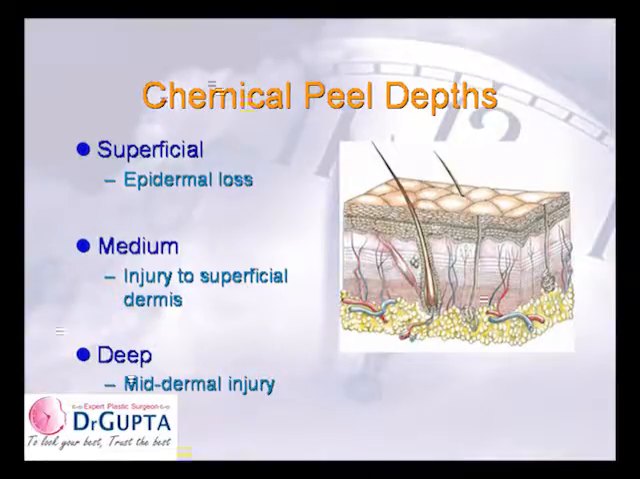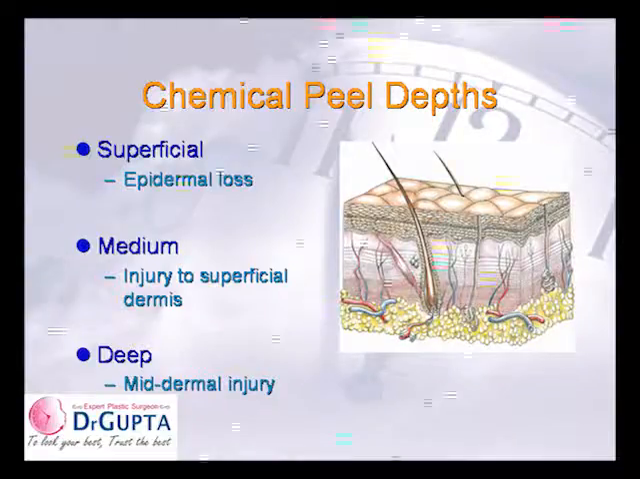Superficial chemical peels just work on that most outer layer of skin. The medium peels will actually work on the outer layer, but also cause a little bit of damage to the dermal layer. And that's what causes collagen to build itself back. And we see remodeling occurring in these patients for many months afterwards.